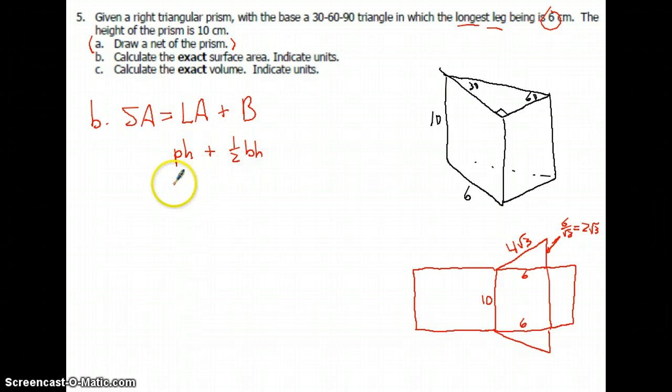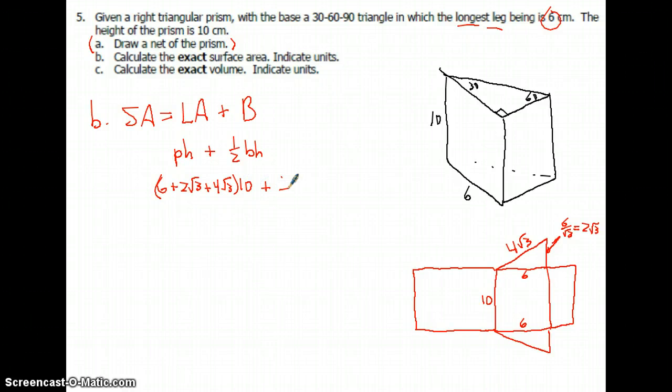Okay, so lateral area is perimeter times height, and area of the base is half times base times height. Of course, these are different heights. All right, perimeter of the triangle is 6 plus 2 square root 3 plus 4 square root 3. I'm supposed to take all of that times the height of the prism, which is 10.